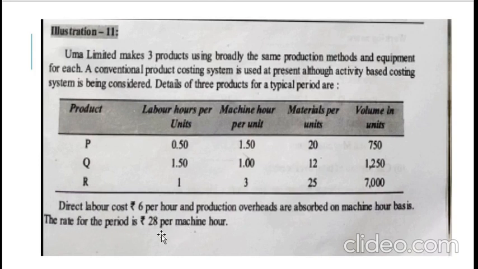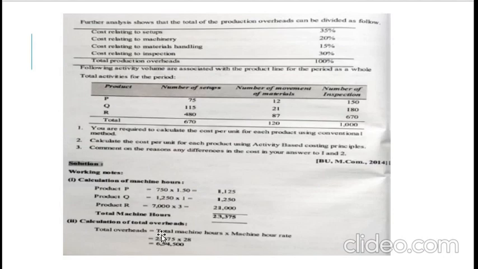So machine hour rate is given, so there is no need for you to calculate the rate per machine hour. Usually in the other problems you have solved till now, you were finding the per machine hour rate. But in this, it is not required because they have already given it as rupees 28 per machine hour. So now the working note: calculation of machine hours.